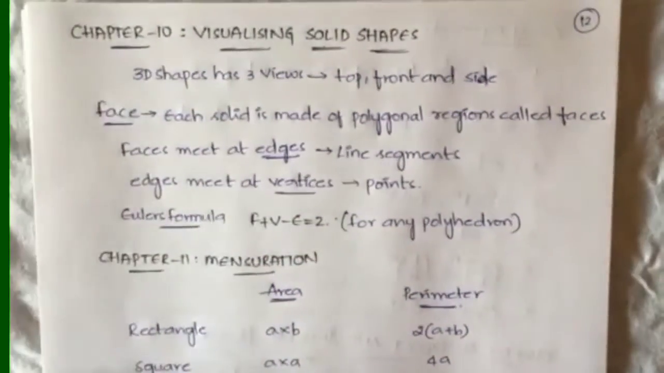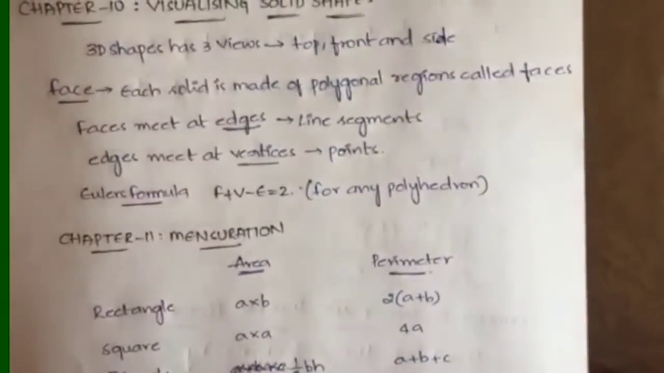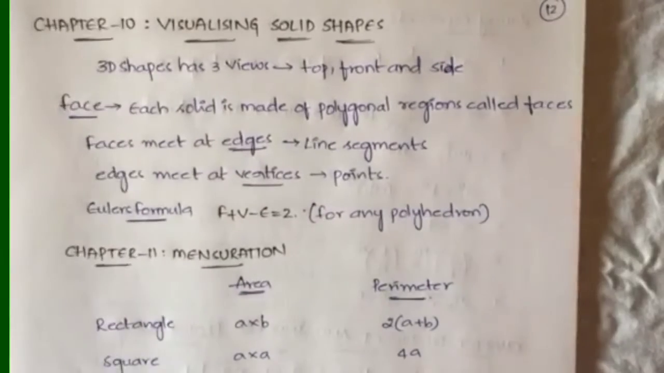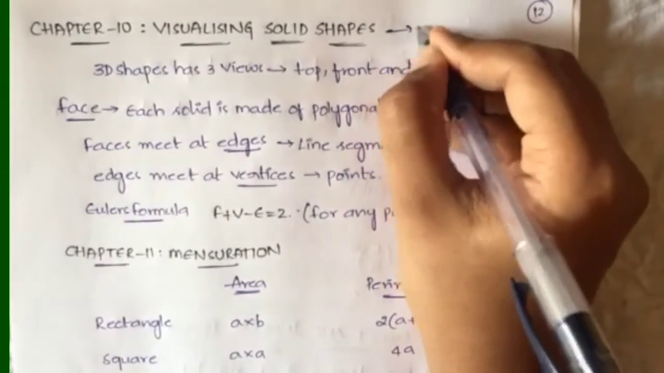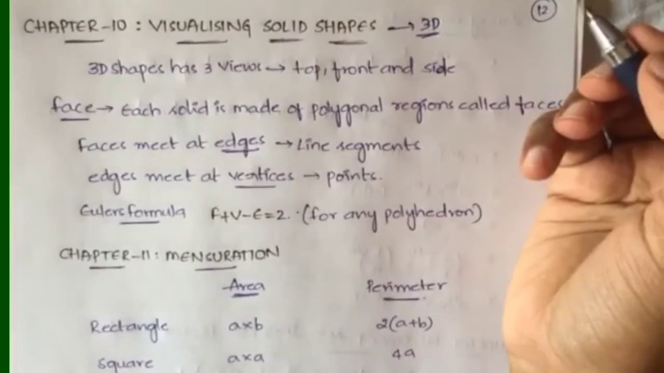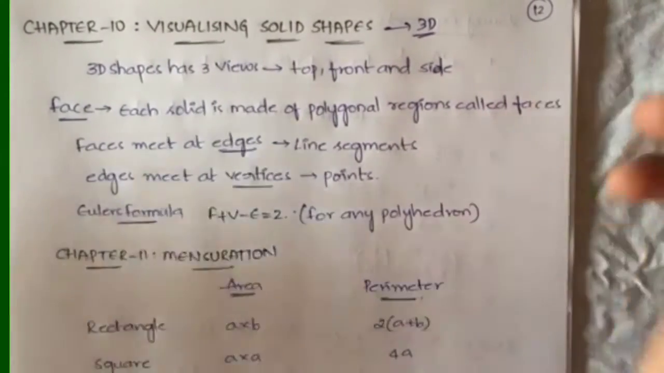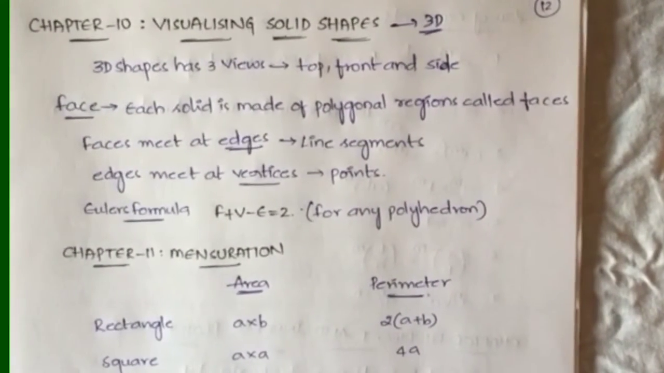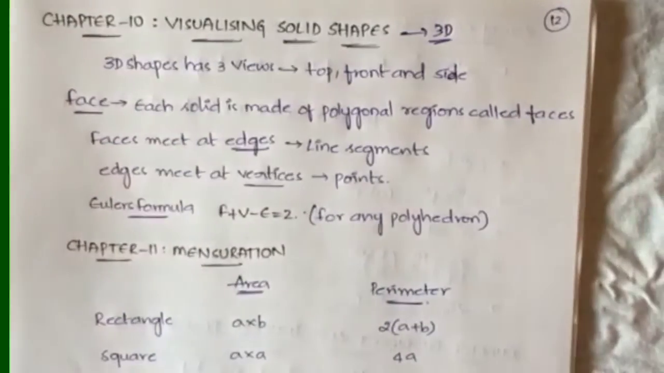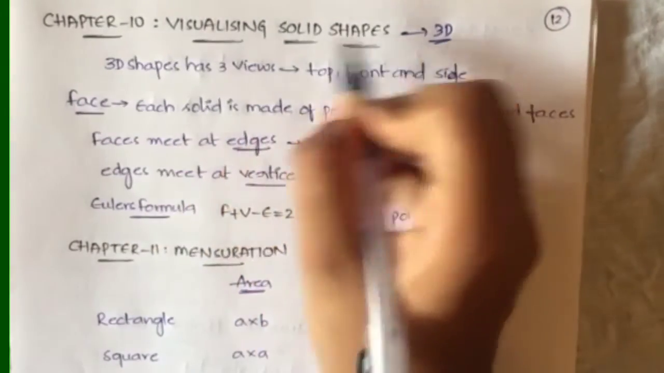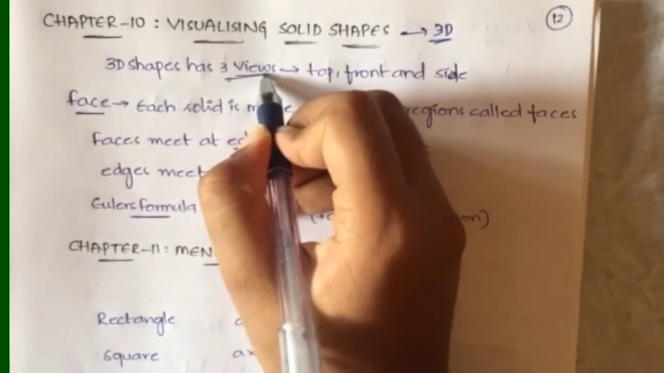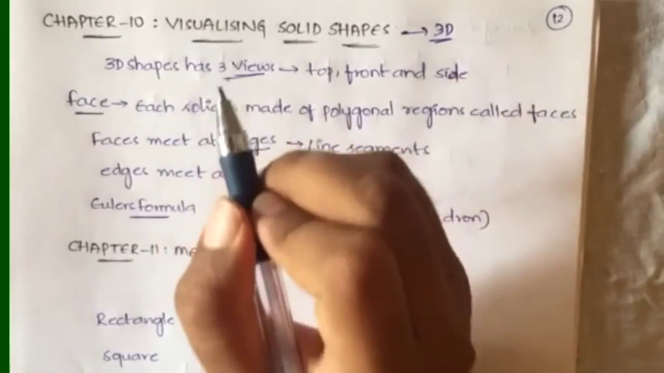Got it? The next chapter is visualizing solid shapes. So what do you mean by solid shapes? Solid shapes are nothing but 3-dimensional shapes. 3-dimensional shapes like cubes, cuboids, pyramids, prisms, cylinders and cones are all called solid shapes. These solid shapes, or 3D shapes, will have 3 views.